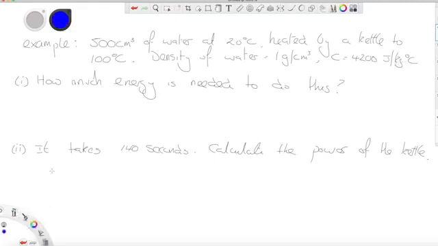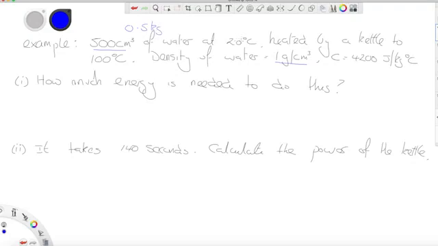Well, we will start by writing down, or at least identifying what we know. We have 500 centimeters cubed, and each centimeter cubed has a mass of 1 gram. So that tells us we've got 0.5 kilograms, 500 grams.